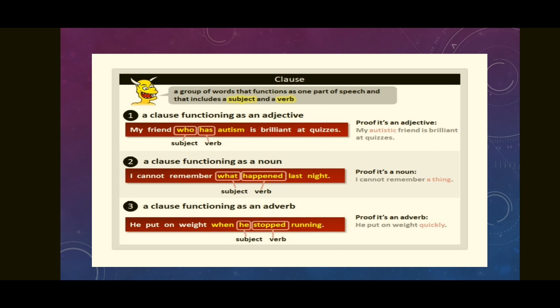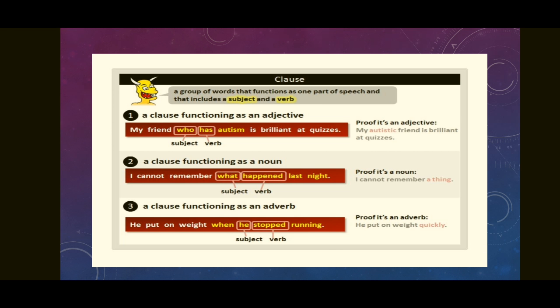A group of words that functions as one part of speech and that includes a subject and a verb. Let us see how it functions. A clause functioning as an adjective.